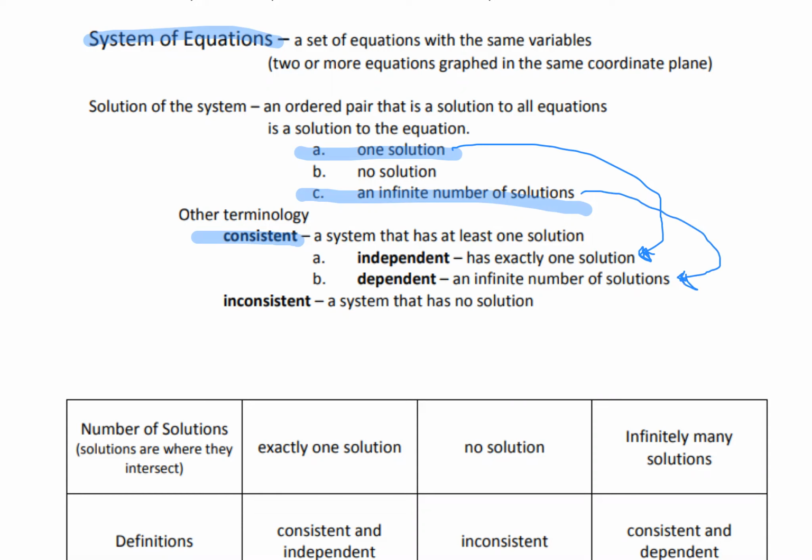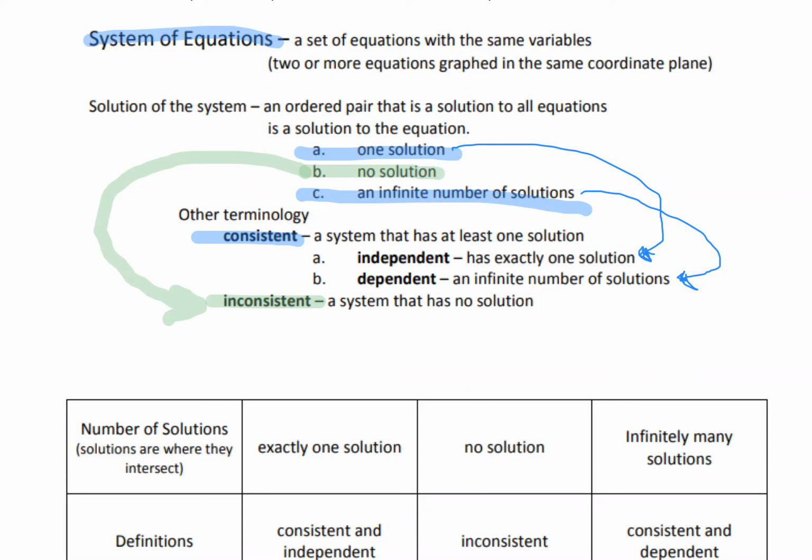So it's consistent because you have a solution. Independent is just one solution, independent of the others. Dependent, you have several things depending, so it's an infinite number. And then the other type is this inconsistent, and that's your no solution ones. So inconsistent means you cannot find a solution that's going to make all of the equations equal or true.